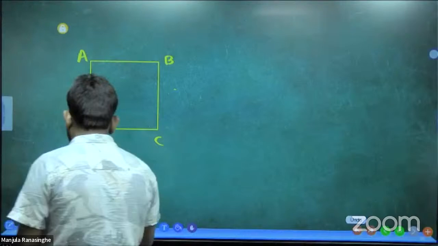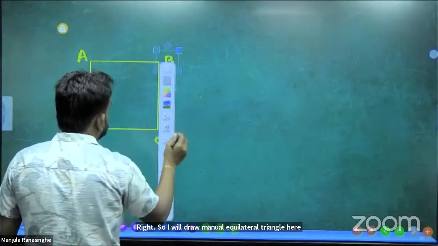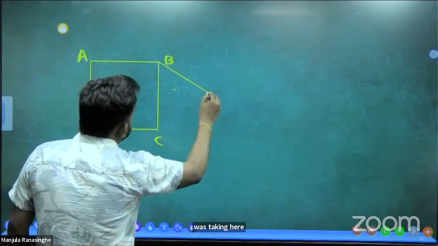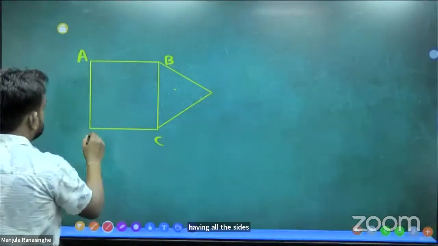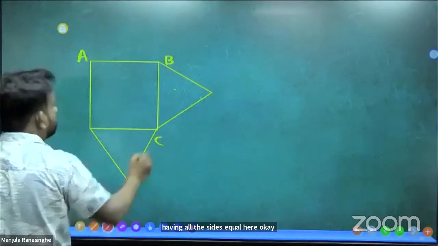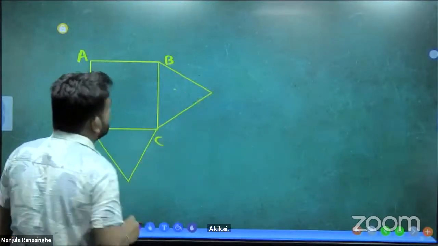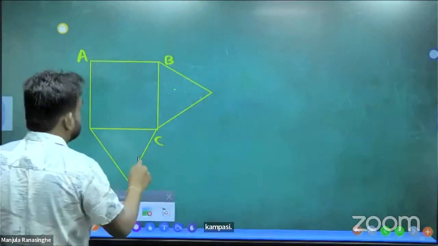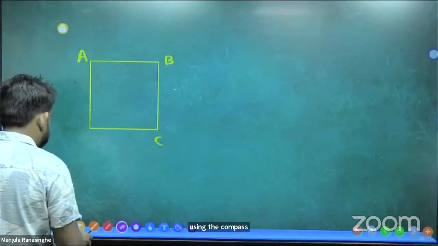Right, so I will draw an equilateral triangle manually here, having all the sides equal. How do you draw an equilateral triangle? Put an arc from here and an arc from here, keeping the same length, and mark it here. Try to see how to draw it using the compass. This is how you use the compass and draw.